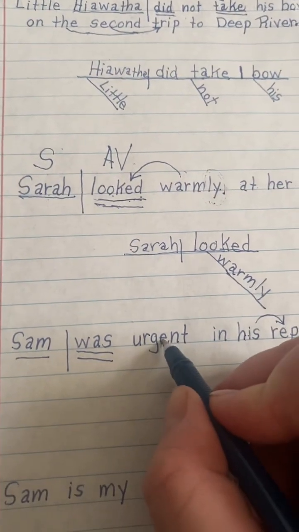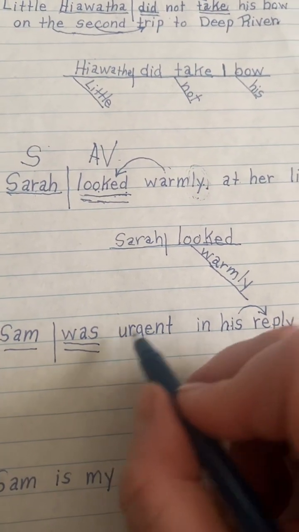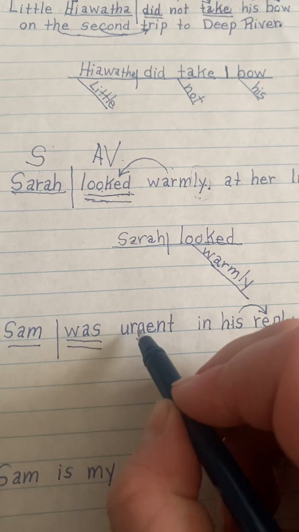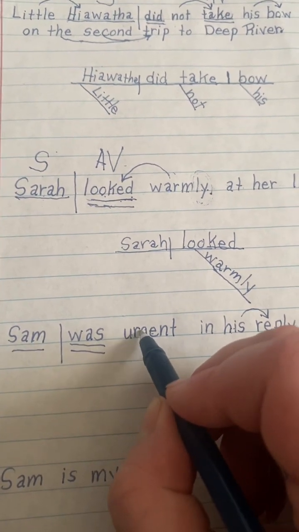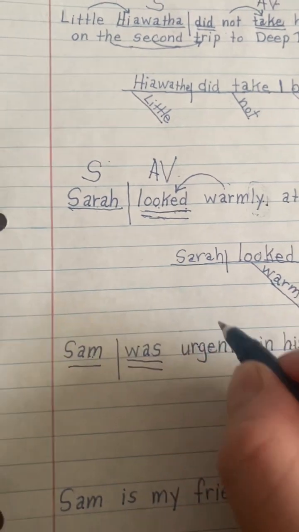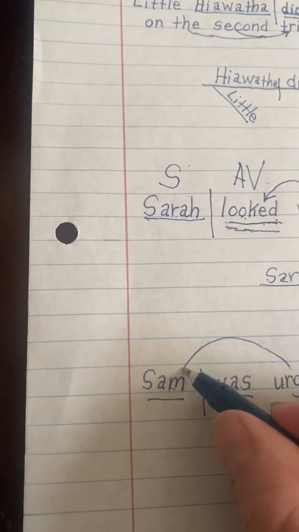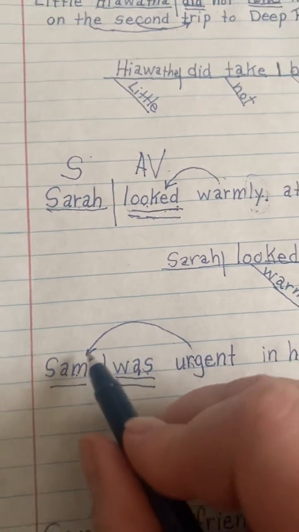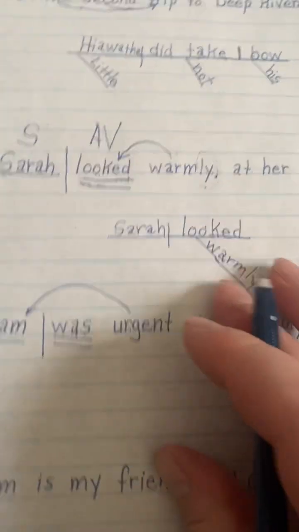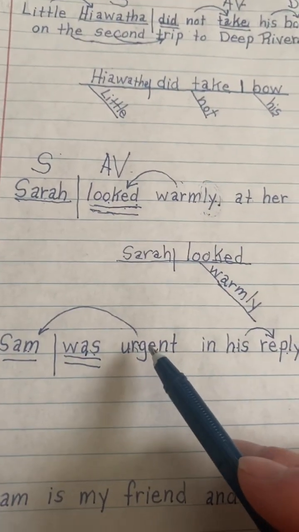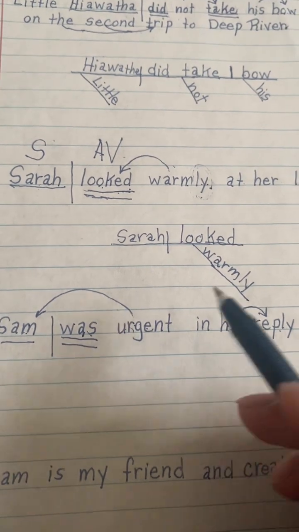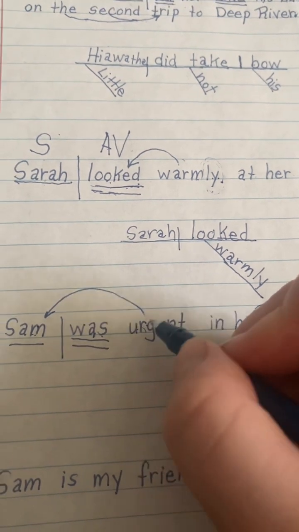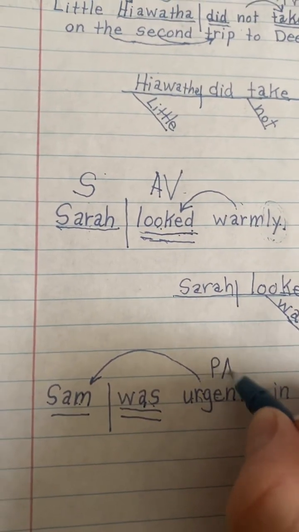What is urgent? Does urgent describe or modify something? Look. Who is urgent? Sam's urgent. So urgent is describing Sam. It's going back to the subject and it's being linked. It's coming after the verb, but it's referring to the subject. And remember, there's two things that do that. Predicate adjectives or predicate nominatives. And since it's describing, it's not a noun, it's an adjective, it's a predicate adjective.